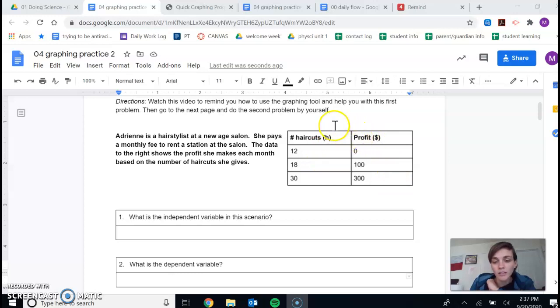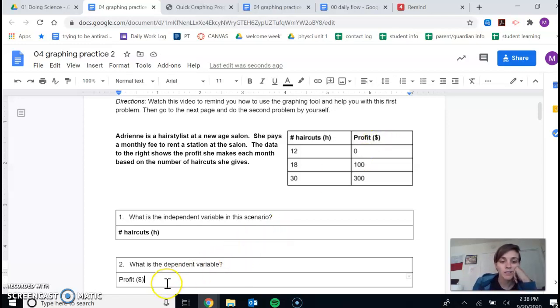And anytime there's a data table, the independent variable is always listed first. So what's listed first here is the number of haircuts. And I want to include my units too. The units are H for haircuts, what's in parentheses next to the independent variable. And the dependent variable is the second column in the data table, that's profit. And the units for that is dollars. Remember again, units are in parentheses.